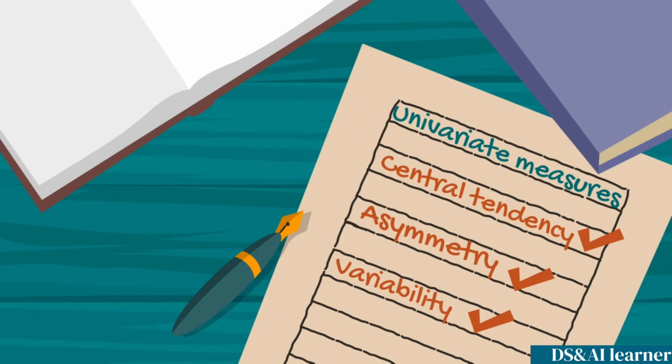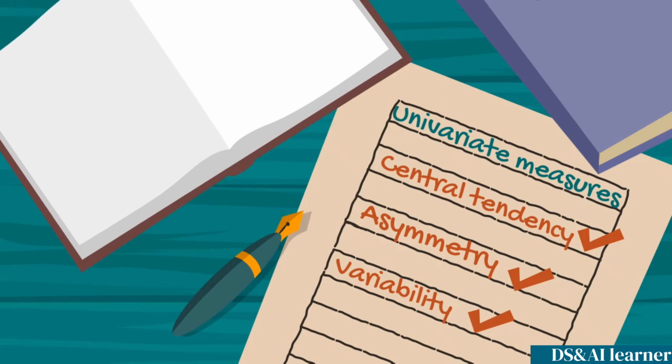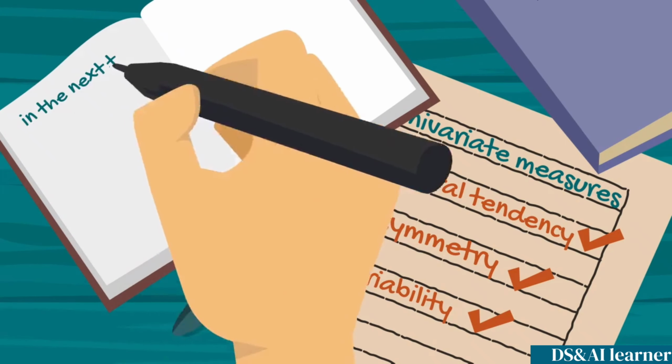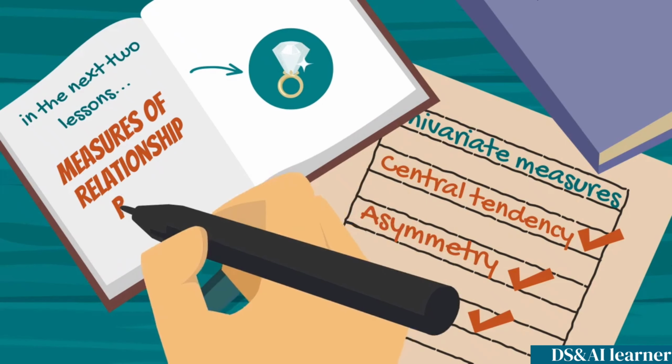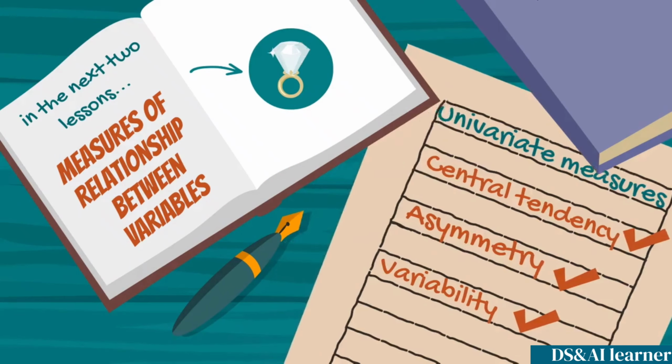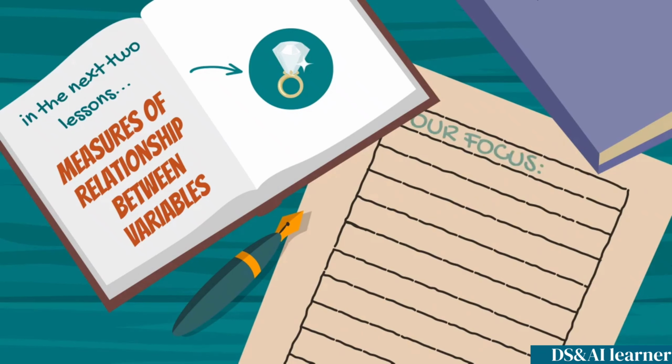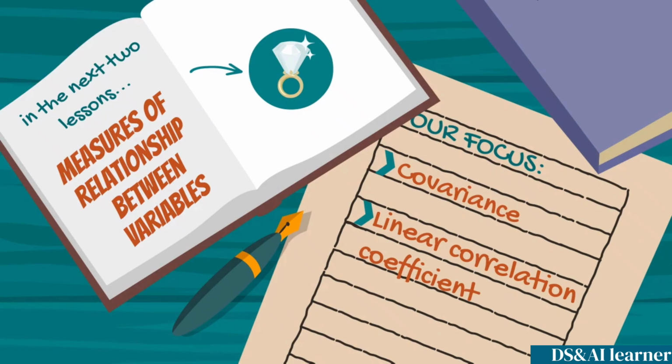We've covered all univariate measures. Now it is time to see measures that are used when we work with more than one variable. In the next 2 lessons, we'll explore measures that can help us explore the relationship between variables. Our focus will be on covariance and the linear correlation coefficient.